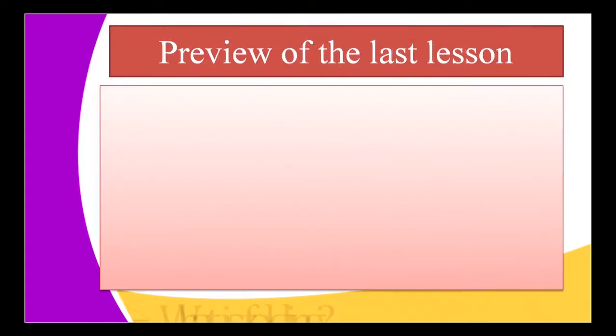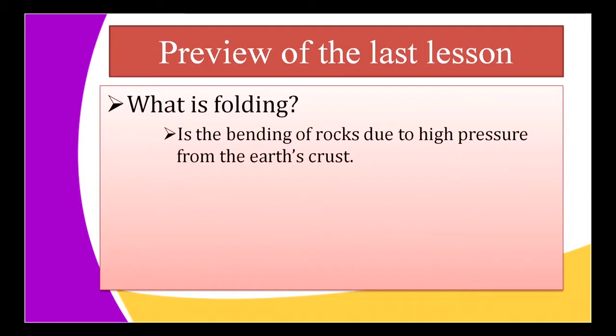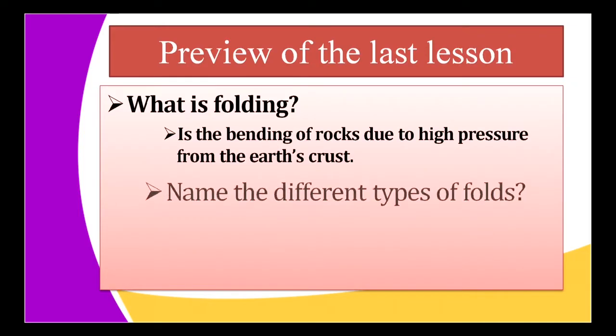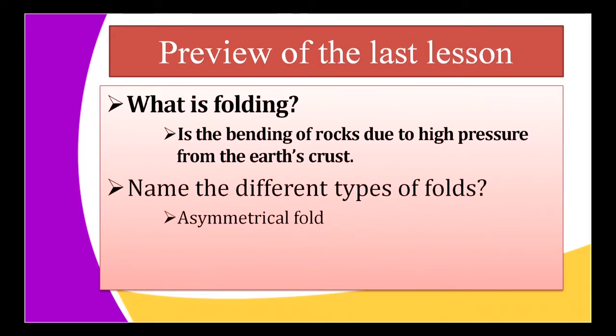So, a preview of the last lesson. In the last lesson, we looked at what folding is. So we said that folding is the bending of rocks due to high pressure from the Earth's crust. We also looked at the different types of fold, and I said that the different types of fold are asymmetrical fold, symmetrical fold, and recumbent fold. So these are some of the folds that we looked at.